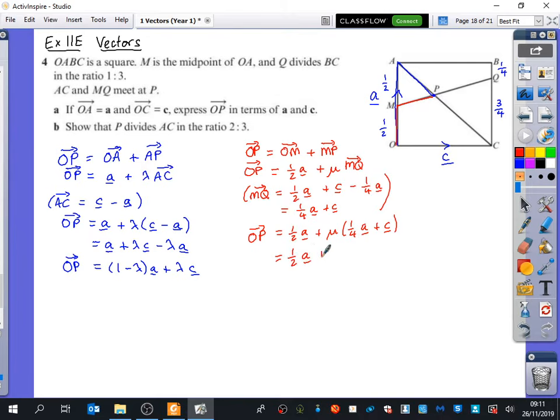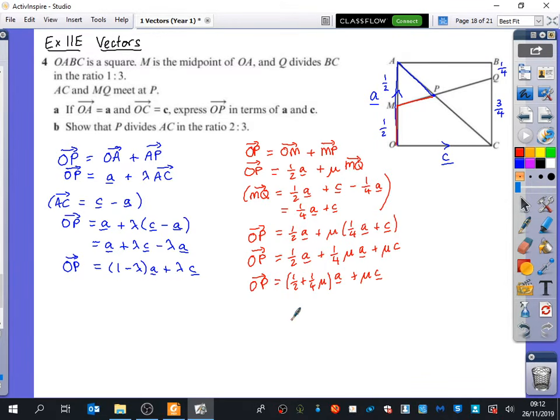So we get a half A plus a quarter mu A plus mu C. What do we need to do when we get to this final stage? This is a bit people sort of forgot to do or found tricky to do, to factorise it, okay? So we'll have a look at taking the A out. We've got a half plus a quarter mu plus mu C.